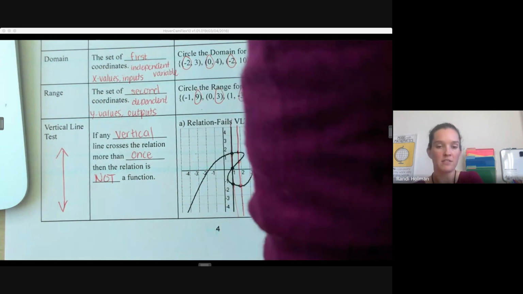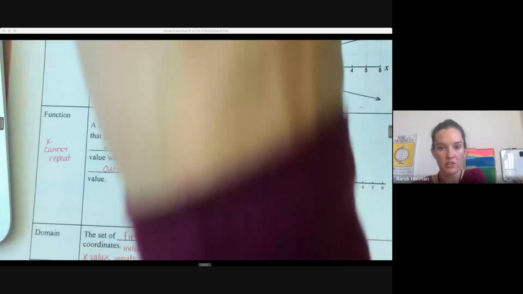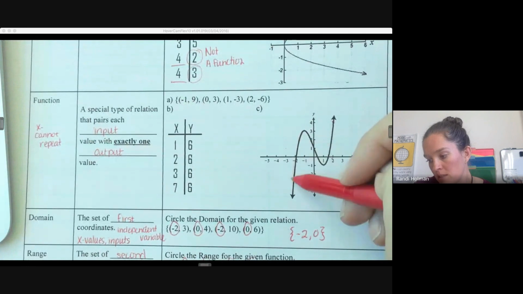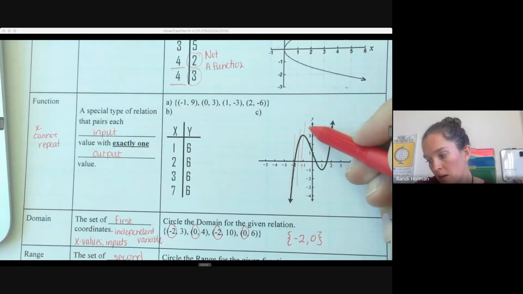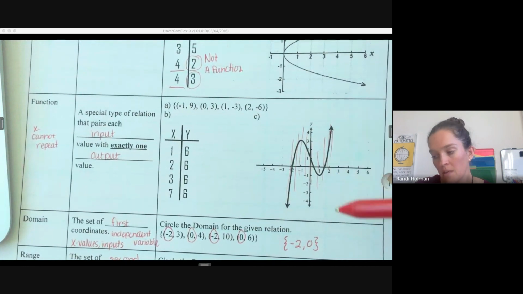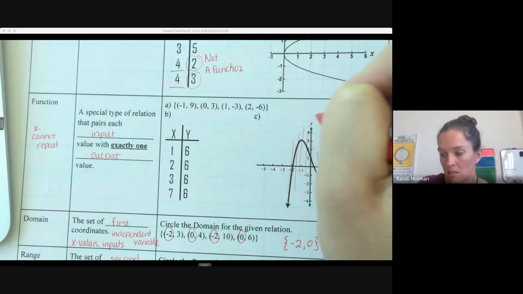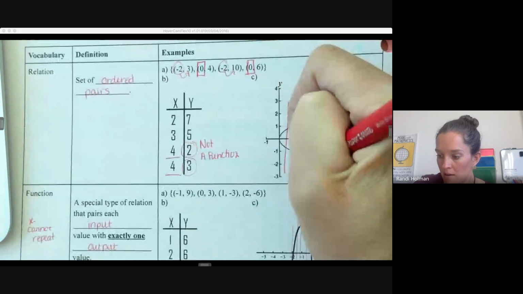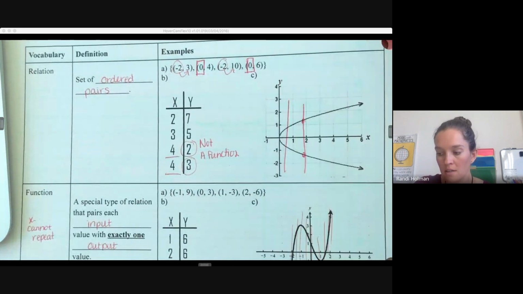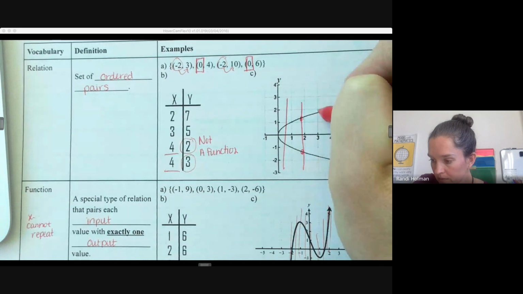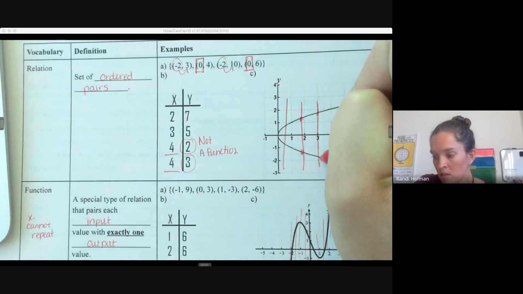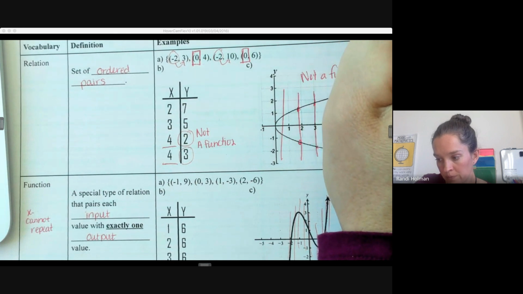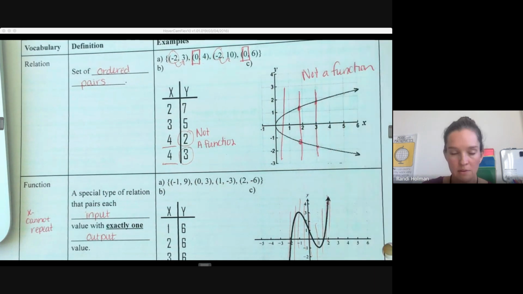So let's look back at our graphs up here and check to see if they are functions or not. Okay, so we have this graph here. This is subtly going out. Any place I put a vertical line here, it's only going to cross once, so this is a function. If I look at this graph up here, this vertical line crosses twice, so this is not a function. It does not pass the vertical line test.